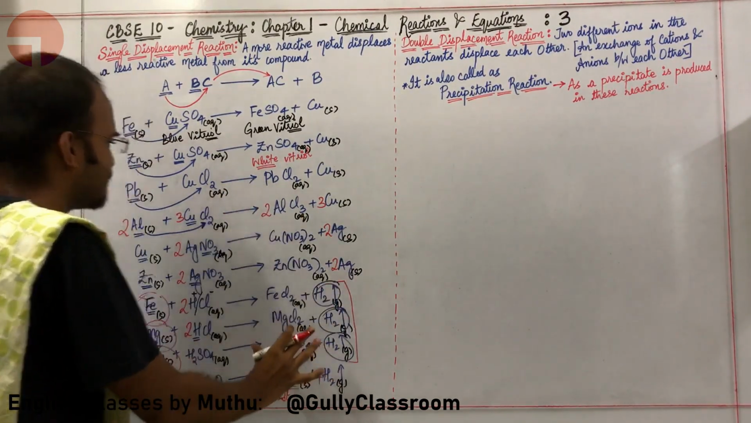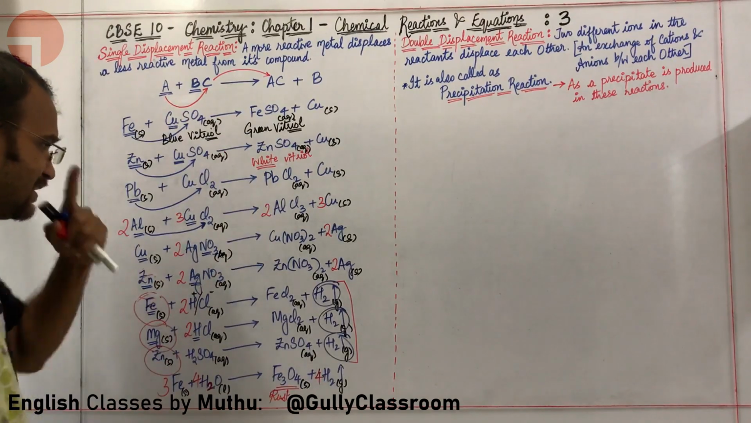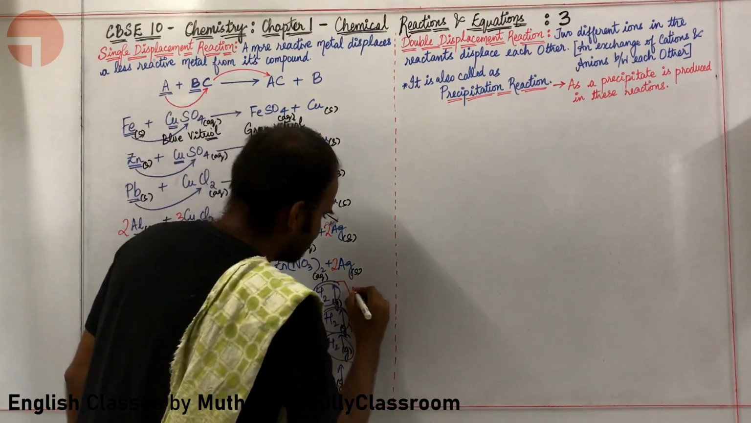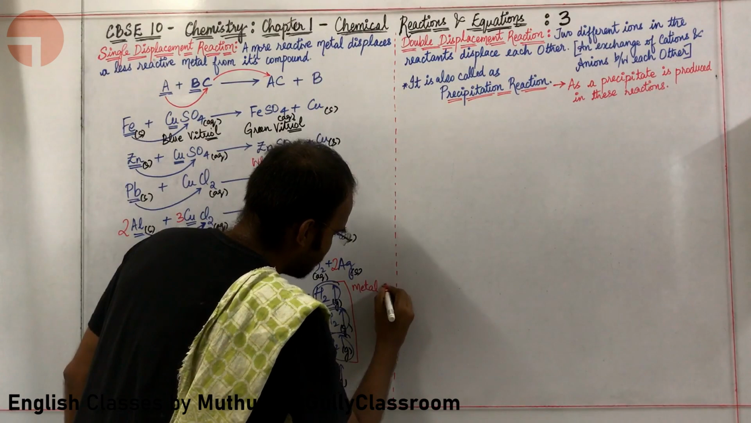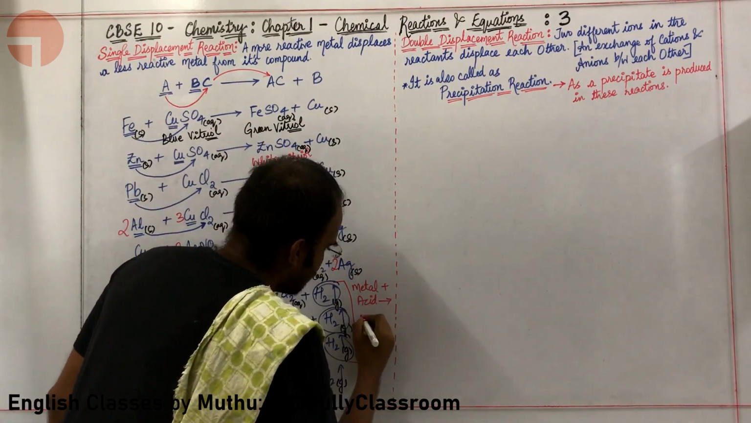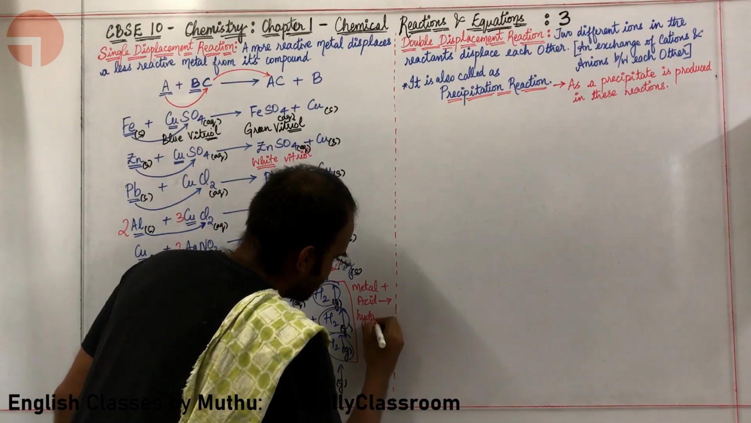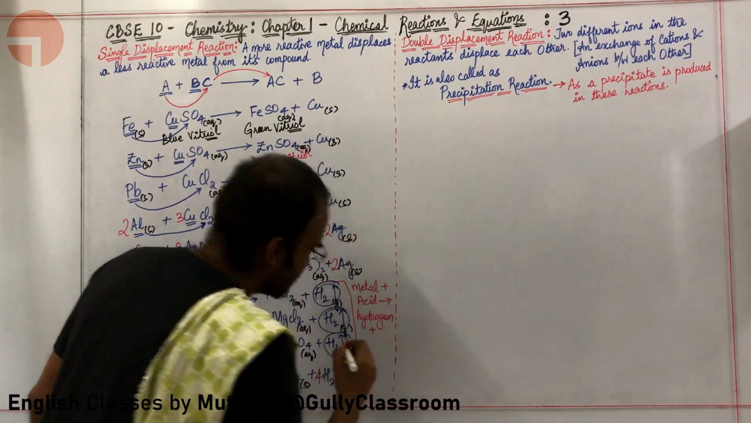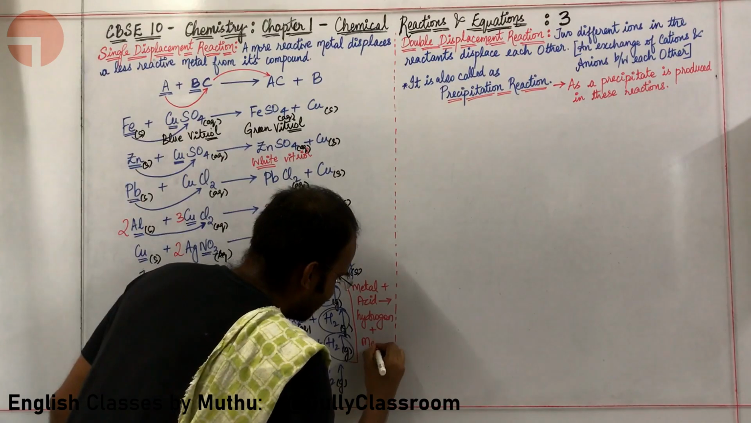Are you able to understand the speciality of this entire thing? Let me write this here. A metal is reacting with an acid. First, hydrogen is sent outside. What is happening? Hydrogen is sent outside, plus you are getting metal salts.